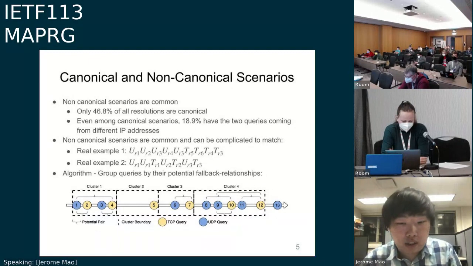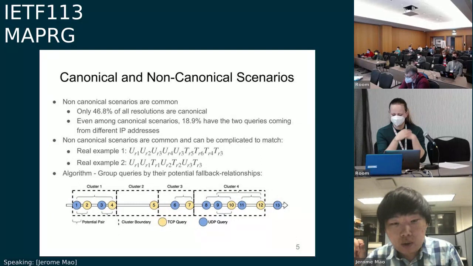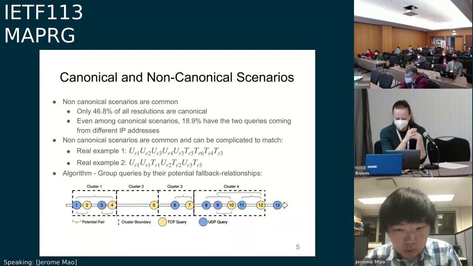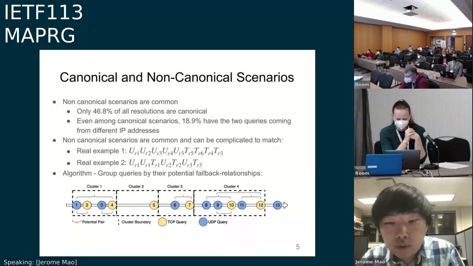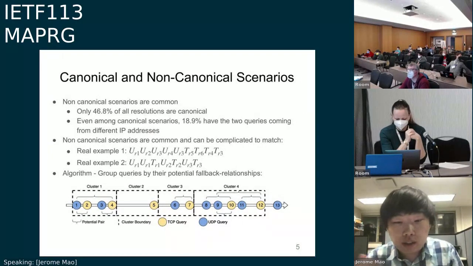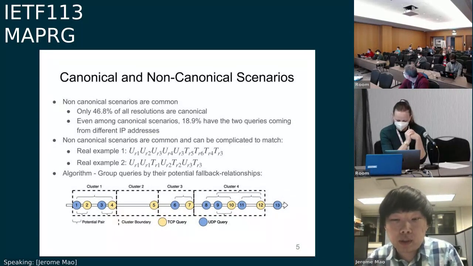Here I just listed two real-world examples. In the first one, our scanner sent just one single unique UDP query to the resolver, and in our ADNS it ends up with 5 UDP queries and 4 TCP queries coming from 6 resolvers. In another example, it's another unique UDP query sent by our scanner, and there are around 4 UDP queries and 3 TCP queries coming from 3 resolvers. So the fallback relationships between the UDP and TCP queries are not very obvious in those two examples.